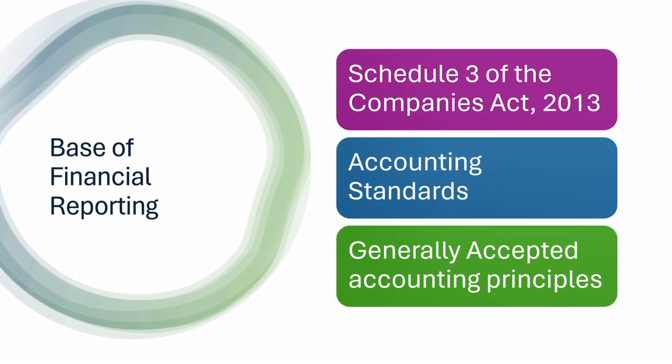So now let us see what is the base of the financial reporting. The applicable law is, one, Schedule 3 of the Companies Act that we have to follow. Then accounting standards, whichever are applicable to the entity, we have to follow, and the third one is the generally accepted accounting principles. This is the combination of all these applicable rules and regulations that we have to follow while preparing a financial statement. And if the company is preparing financials manually in Excel, then there is a high chance that certain disclosures which are there in Schedule 3 or in the accounting standards are missed out.